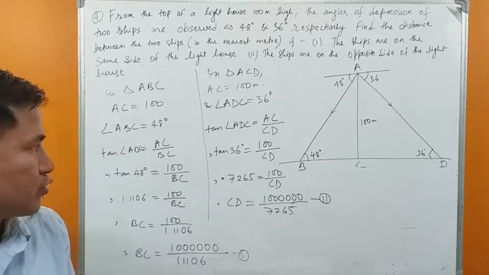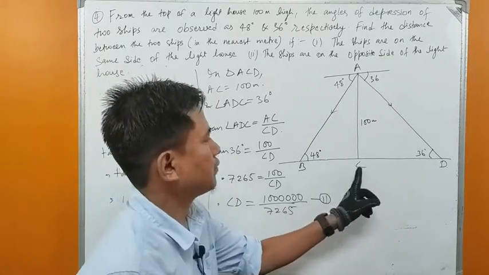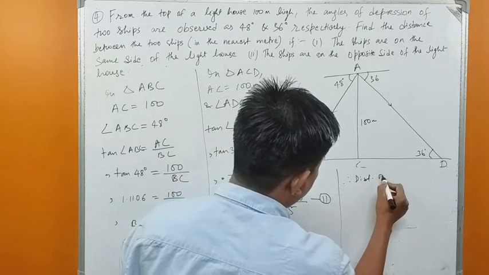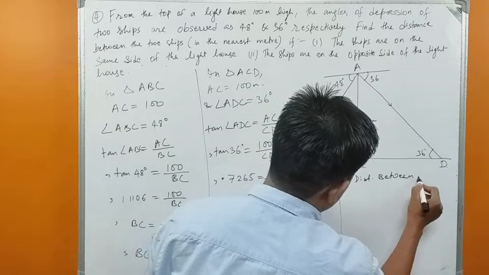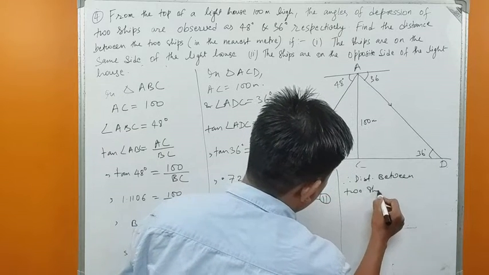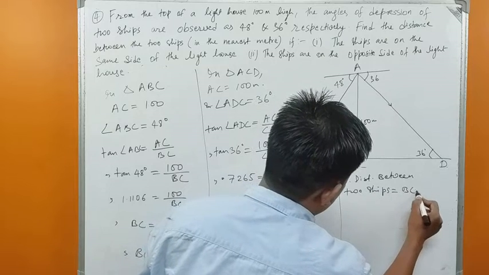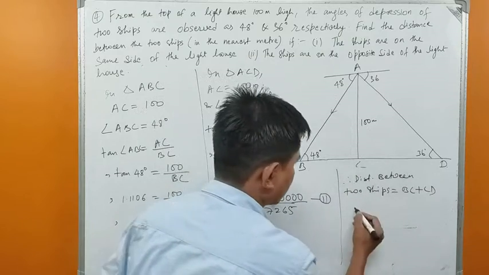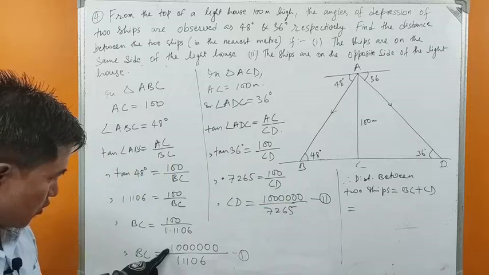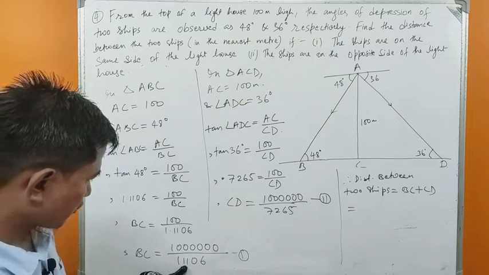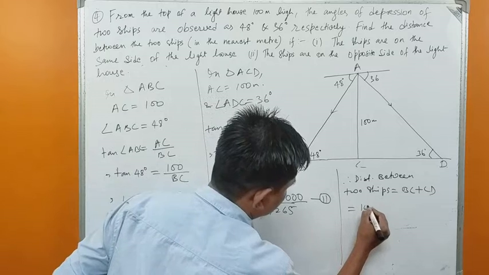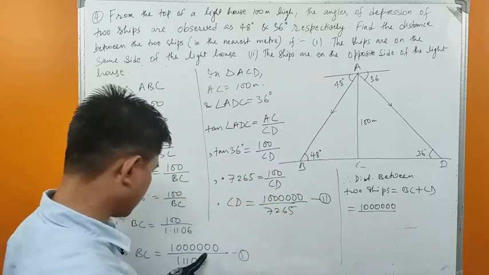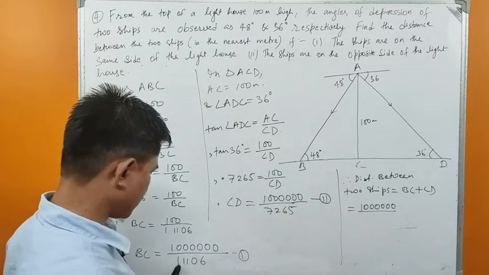So the distance between the two ships is BC plus CD. Therefore the distance between the two ships equals BC plus CD, which gives us BD. So what is BC? BC is 10 lakh divided by 11106, that is 1 followed by 6 zeros divided by 11106.